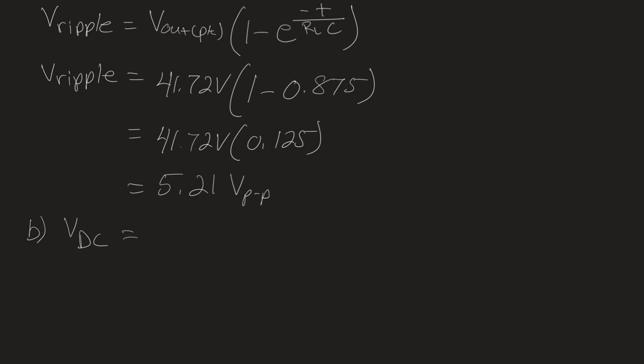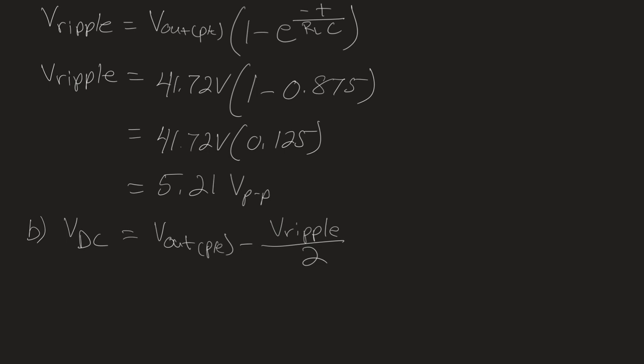So volts DC is equal to our V out peak minus the V ripple divided by 2. Since we're only interested in the DC component, or this average voltage, we need to account for the fact that the ripple swings above and below the average. So we divide the peak-to-peak ripple by 2 and get what we call the DC offset. And we'll get more into that later.